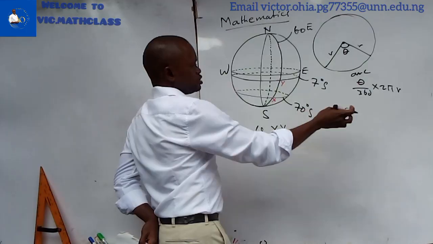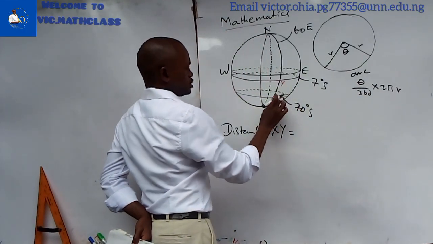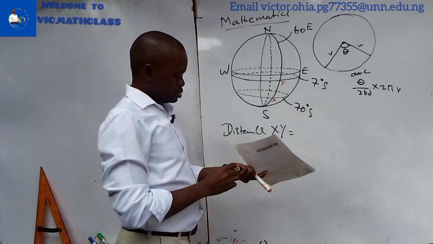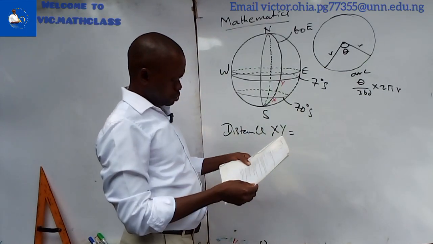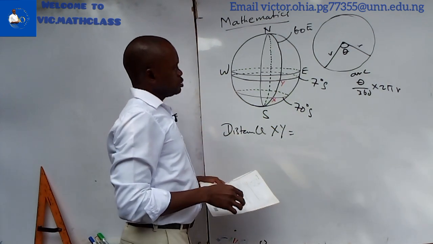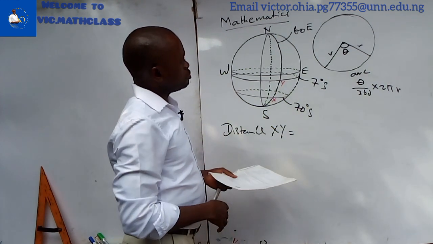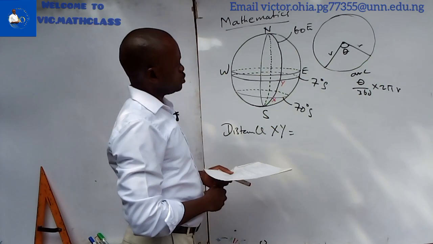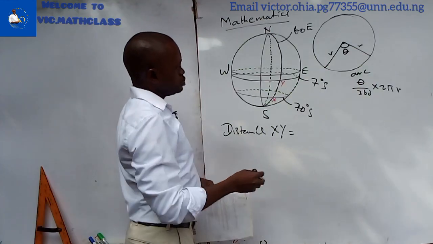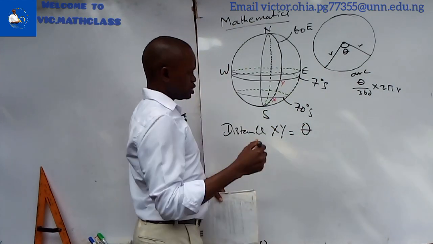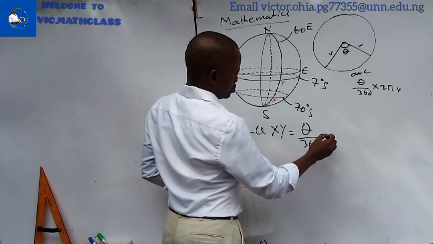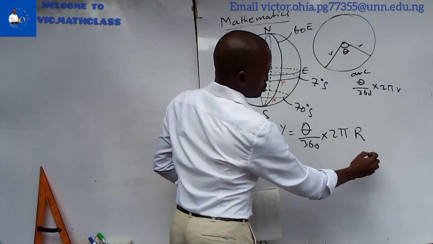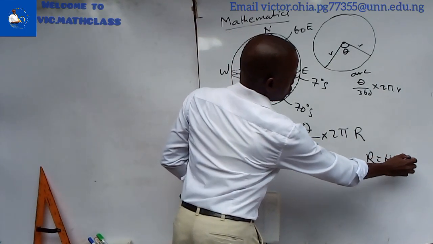But what differentiates this r from the r we are going to meet here is that this r is along a great circle. So we are going to be using capital R for that, and they gave it in the question. They said it is 6,400 kilometers, capital R. It's not much different from what we have here. That's why I say revisit those classes. We still maintain theta over 360 times 2 pi capital R, where this R is 6,400 kilometers.